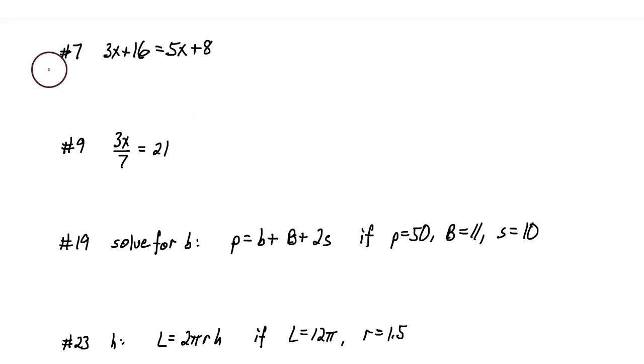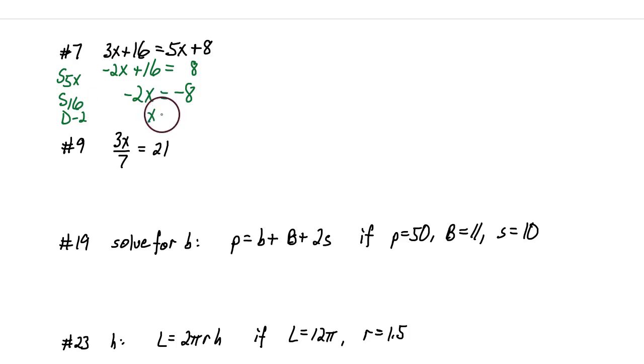Now number 7. Let's subtract 5x from both sides. 3x subtract 5x is negative 2x. On the right side, after subtracting 5x, we only have the 8 remaining. Now let's subtract the 16. We have negative 2x equals, and 8 subtract 16 is negative 8. Now divide by negative 2. So we get x equals 4.